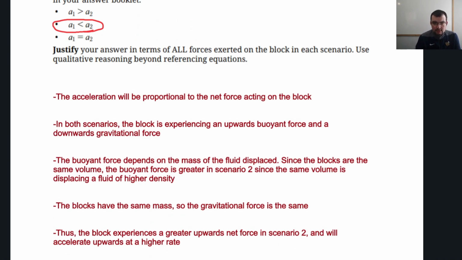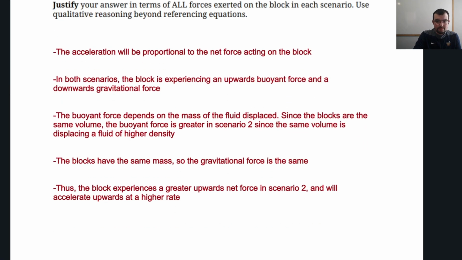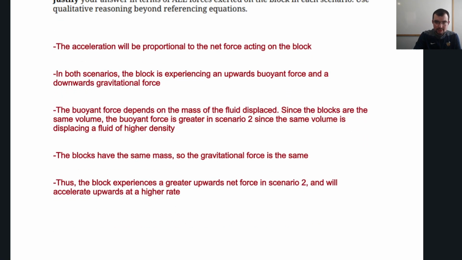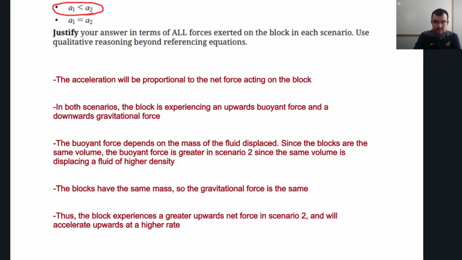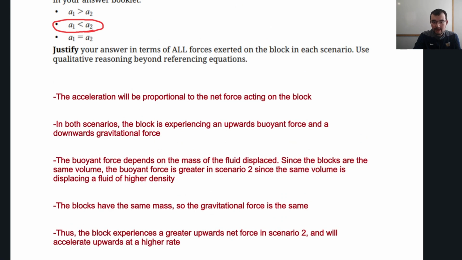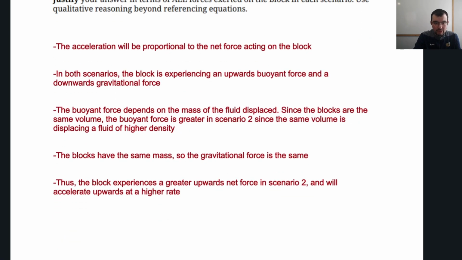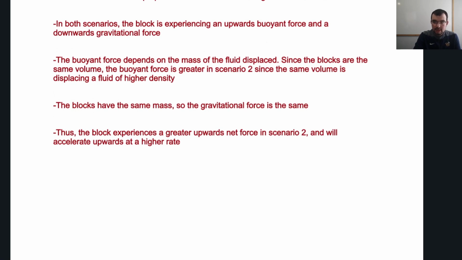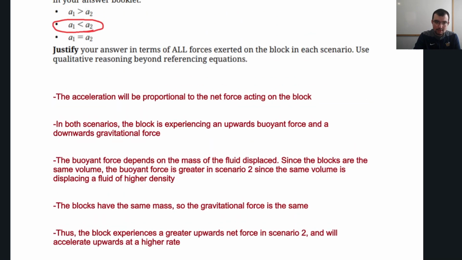And I thought I did a pretty good job of coming up with an explanation that doesn't reference equations at all. So we know acceleration relates to net force. In both scenarios, the blocks are experiencing buoyant force and gravitational force. The buoyant force increases in scenario 2 because you are displacing a higher weight of fluid, but they have the same gravitational force. So if block 2 has a bigger force up, but the same force down, there's a bigger net force up, so it accelerates upwards faster.